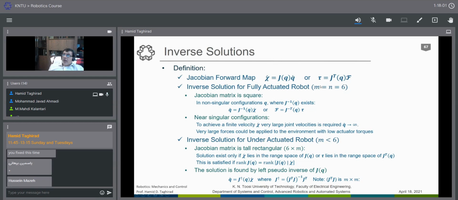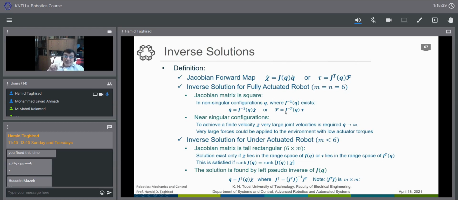Now, if this is the case, the inverse solution is very simple. You just need to find the inverse of the Jacobian, and this exists at non-singular. If the determinant is not 0, if we are non-singular, then this is quite easy. You can find q dot by the inverse of the Jacobian, and you can find the force which is exerted to the environment by the inverse of the Jacobian transpose times the tau. And require and consider that.